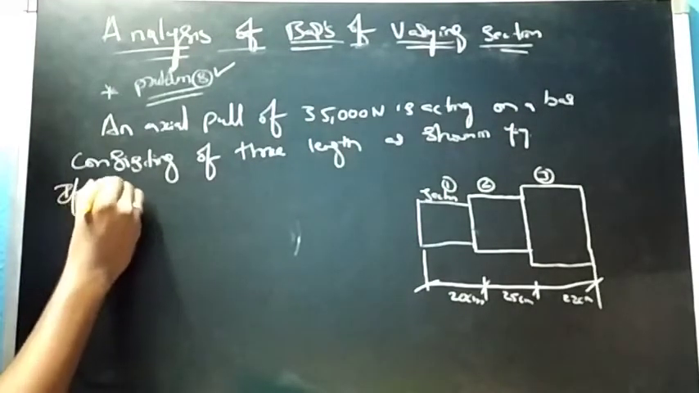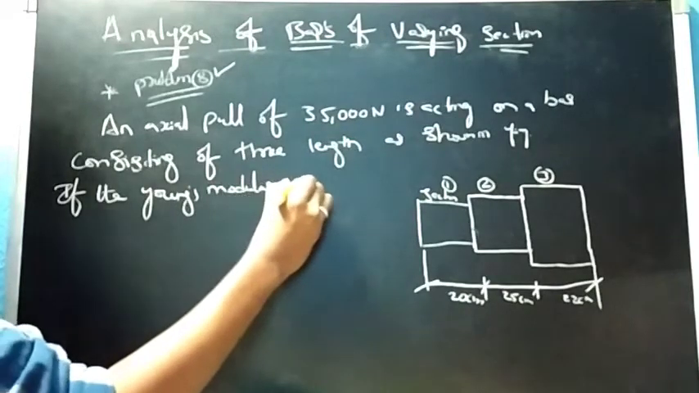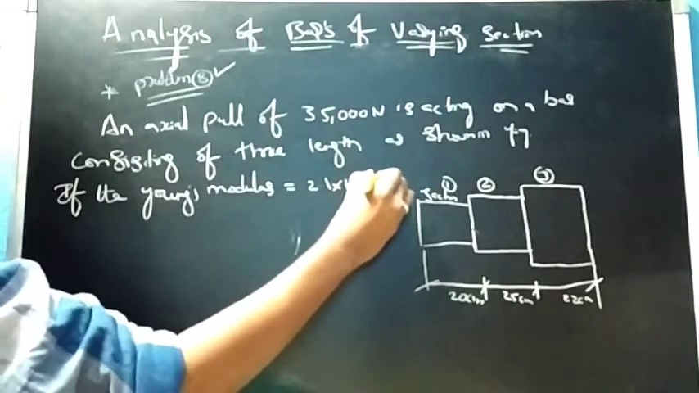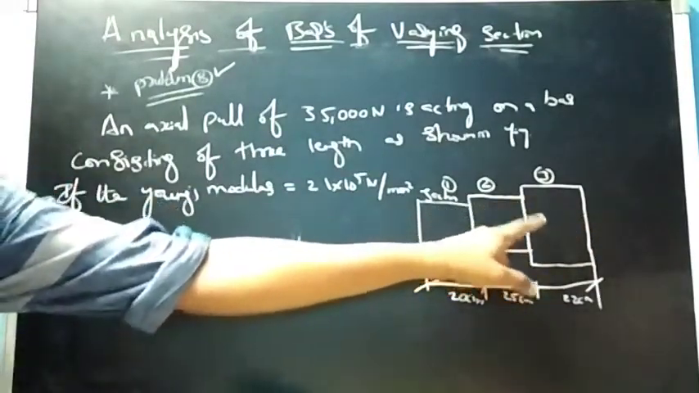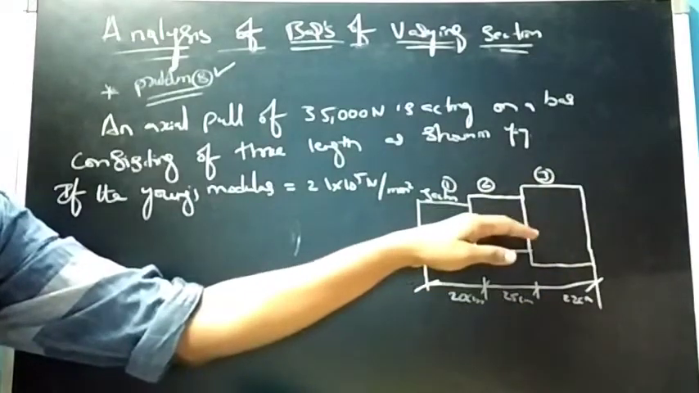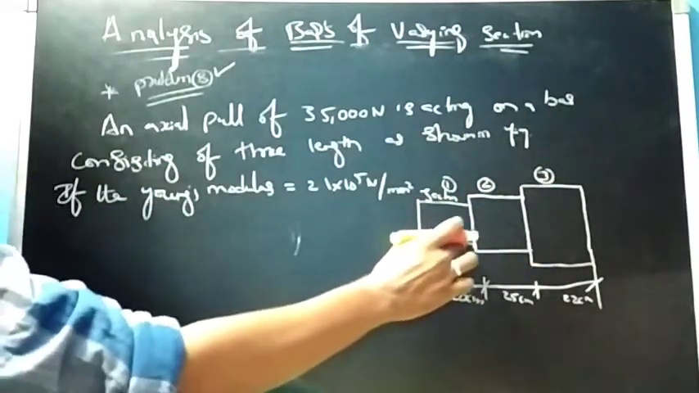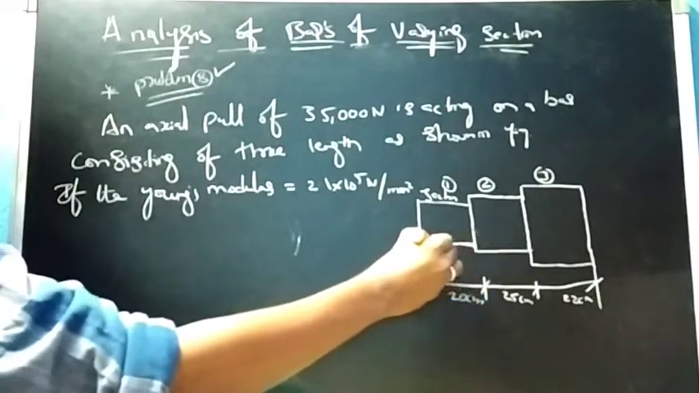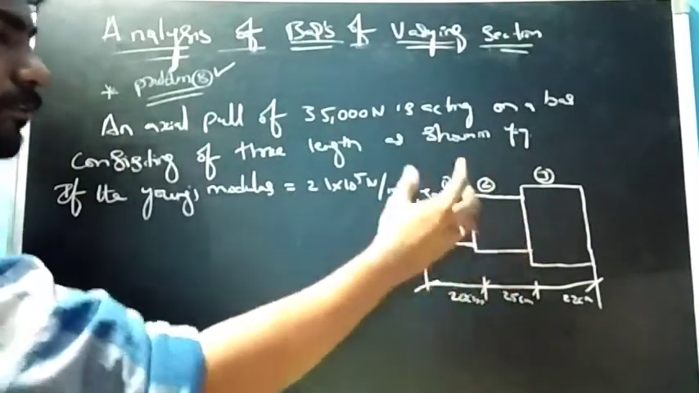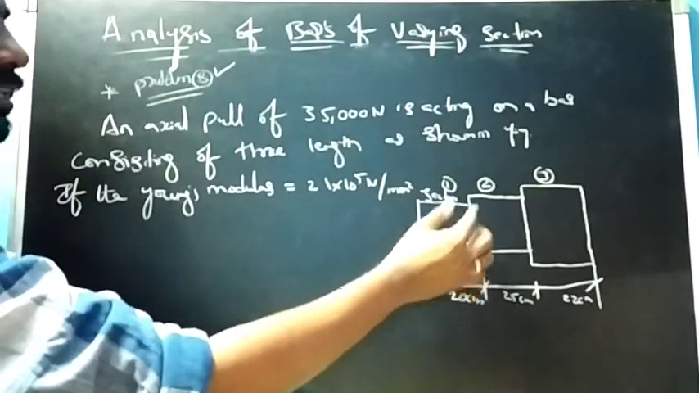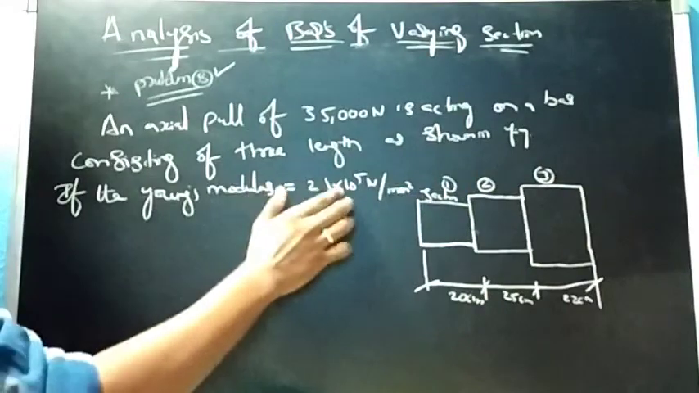If the Young's modulus is 2.1 into 10 to the power of 5 Newton per mm square. Young's modulus is common for all these 3 sections because the material the rod is made up of is the same. If the material is different, for example section 1 is steel, section 2 is aluminium and section 3 might be gold, then the Young's modulus will vary.